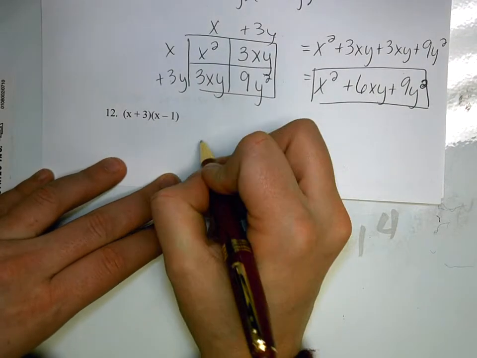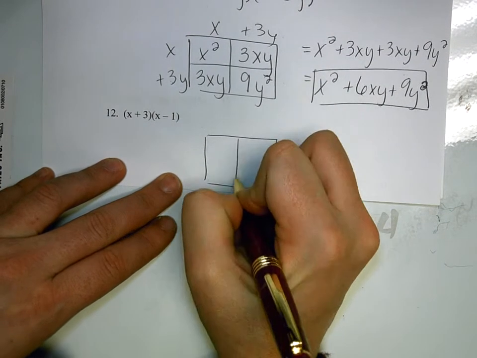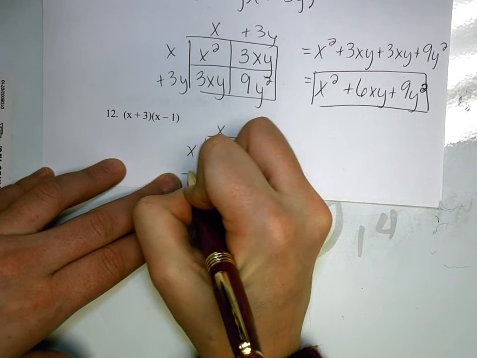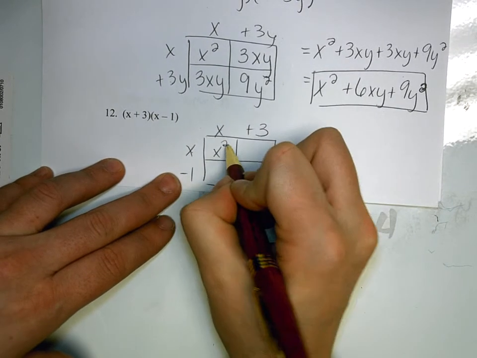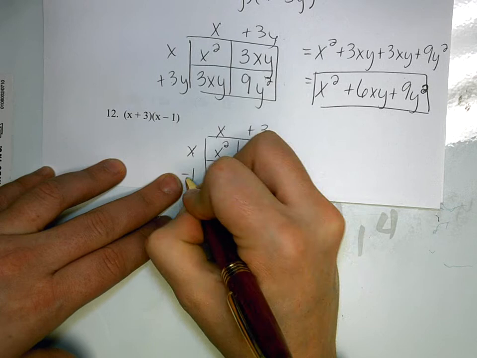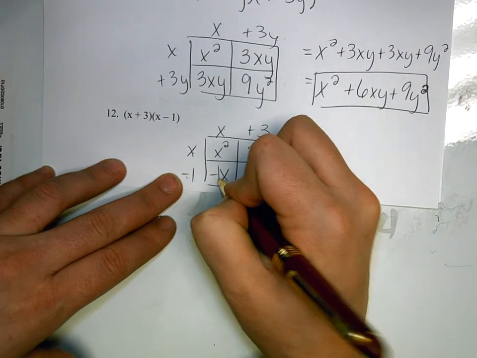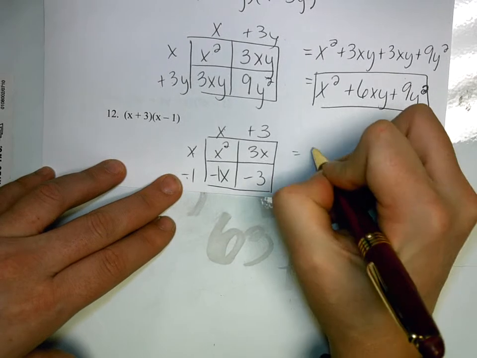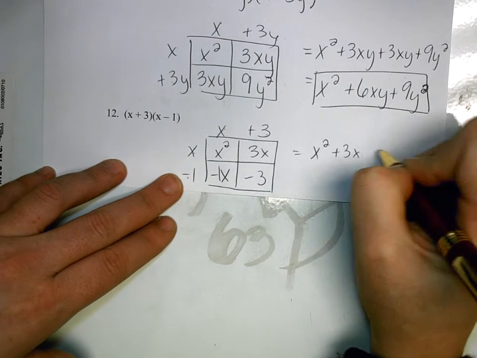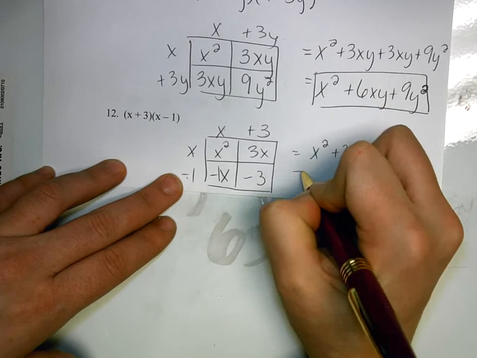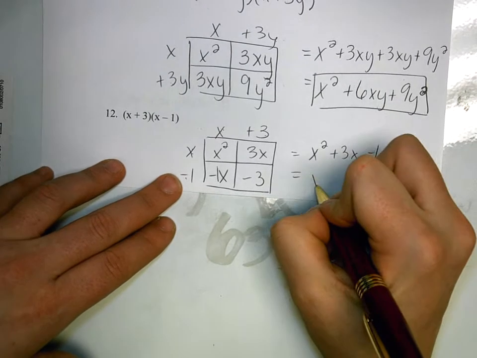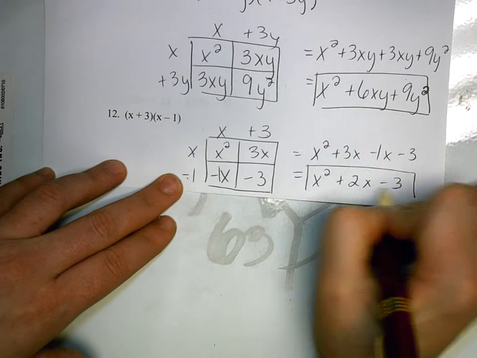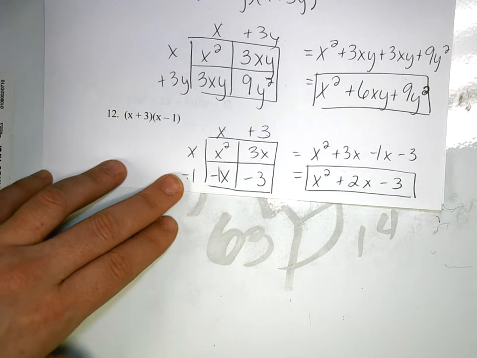Number 12, I don't need to expand anything out because I don't have an exponent, so I can just put my base up here, my height over here. X times x gives me x squared, 3 times x is 3x, x times negative 1 is negative x, or even negative 1x, and negative 1 times 3 is negative 3. This gives me x squared plus 3x minus 1x minus 3. 3x minus 1x gives me 2x, and I have no other like terms, so that's my final answer, x squared plus 2x minus 3.